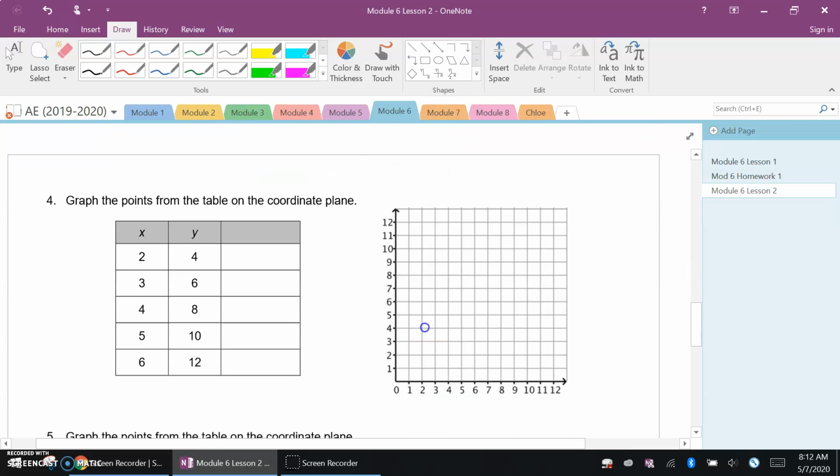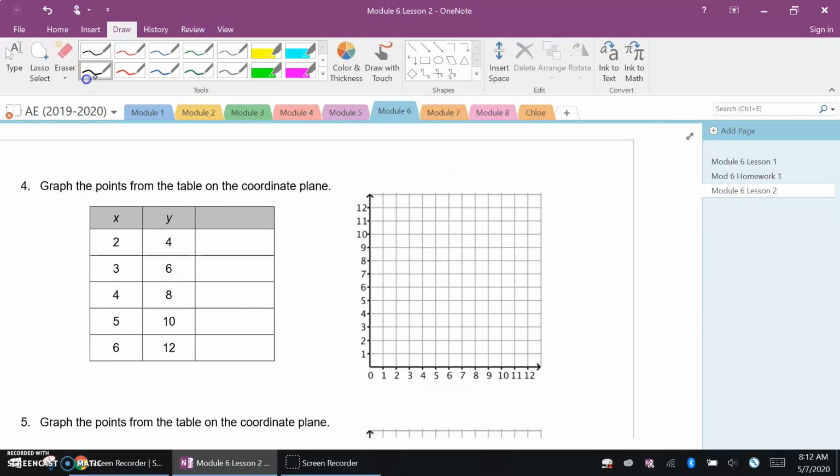Sometimes they don't give it to you in coordinate form. Sometimes they give it to you in a table. And so what I like to do is add an extra column and mark this as x, y, so that I know what the coordinate is. So if it tells me that x is 2 and y is 4, that means we have (2, 4). On the second one, we would have (3, 6). On the third one, we would have (4, 8), (5, 10), and then (6, 12).